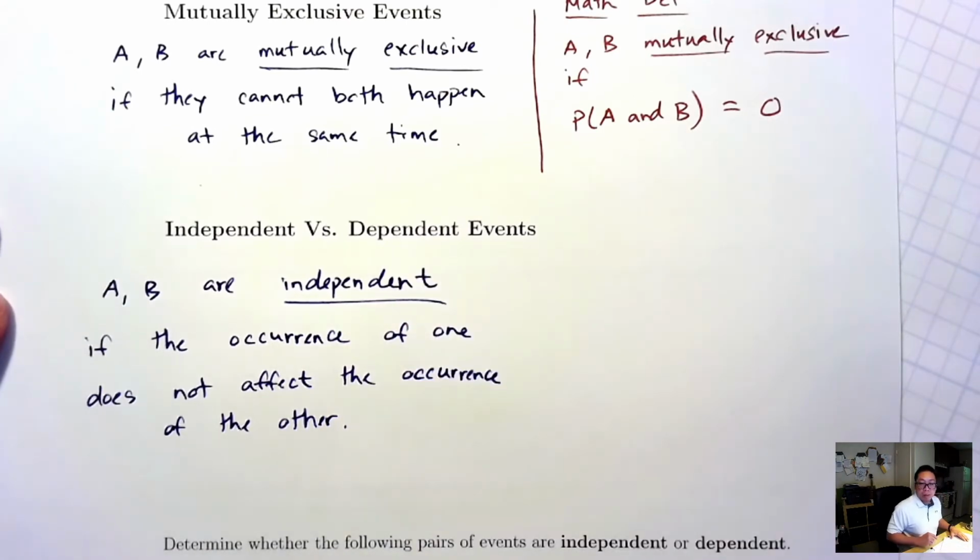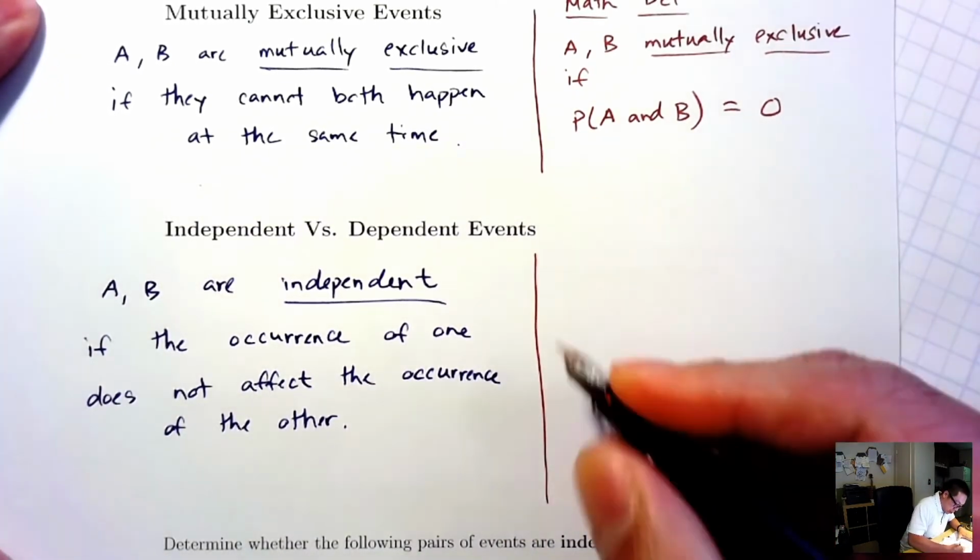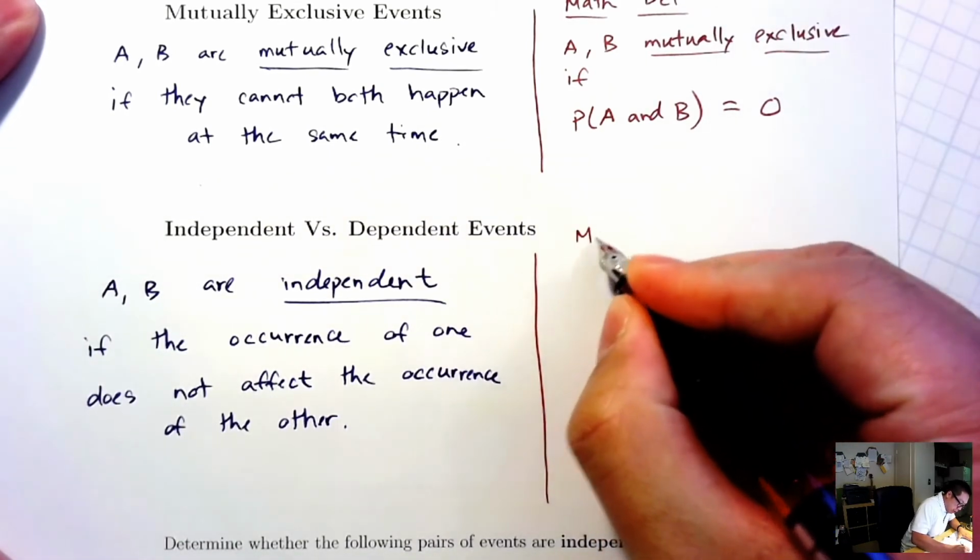And dependent just means not independent. So I'm going to use the words independent and not independent. And then you can also use the word dependent for not independent. All right, so there is also going to be a math definition, which I'm going to come back to later.